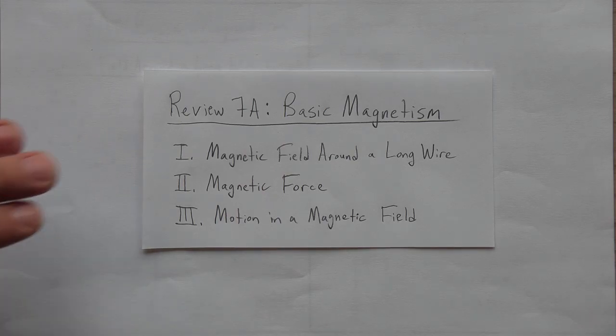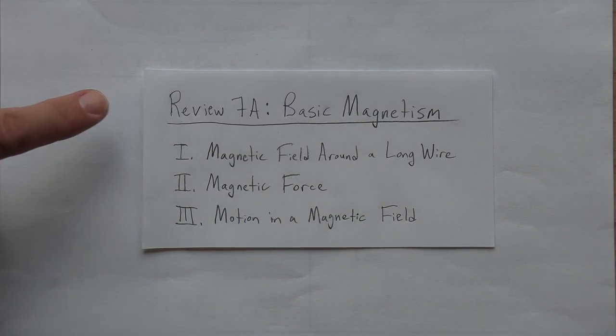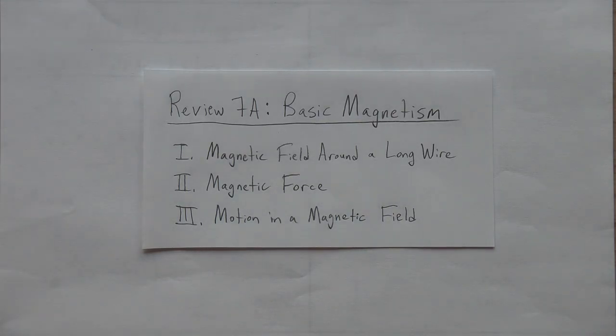As you can see from this outline, we will be covering 3 topics today in what I call basic magnetism. By basic, I mean magnetism that does not involve calculus. So this would be the type of magnetism that you would find on an AP test back when they had a non-calc based physics. So that's what we're going to concentrate on.